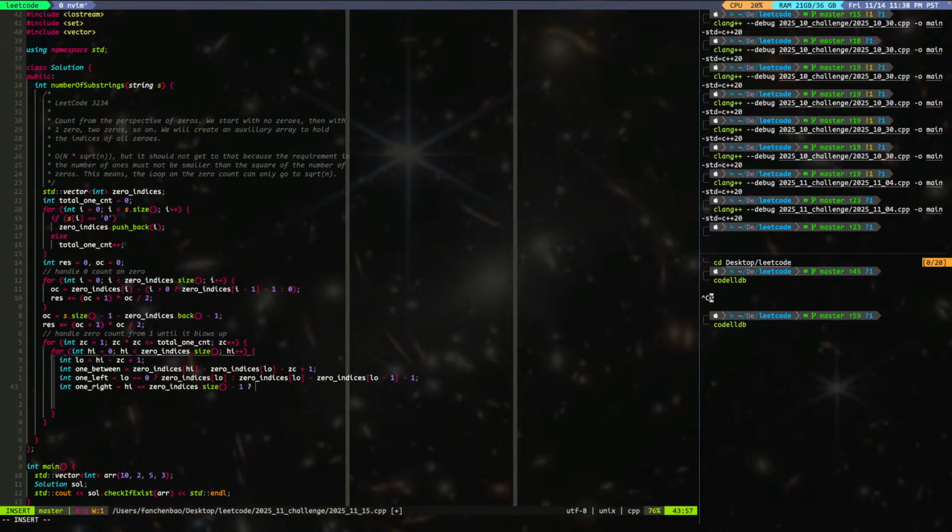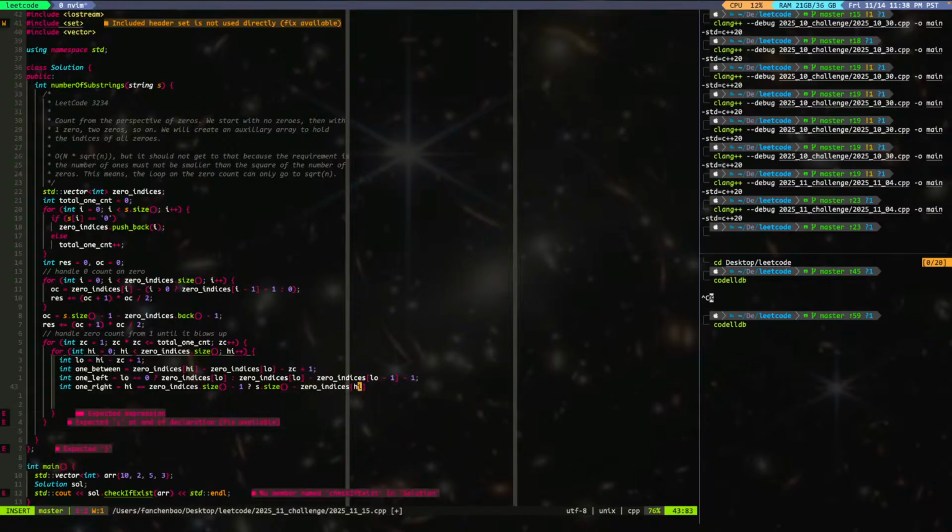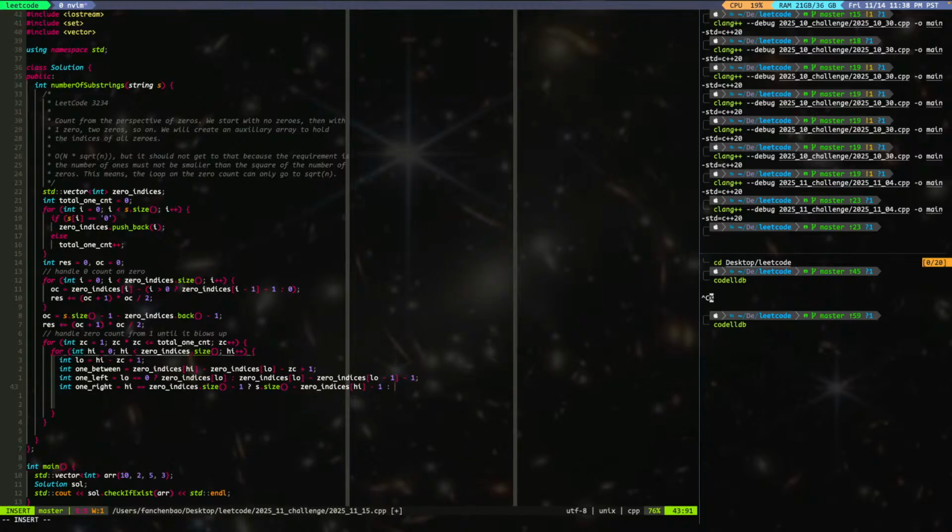If it is, then it's gonna be s dot size, right? So it's the last one. So s dot size minus 0 indices high minus 1. Otherwise, it's going to be 0 indices high plus 1 minus 0 indices high minus 1. Alright, so I got a 1 in between, got a 1 on the left, and I got a 1 on the right.